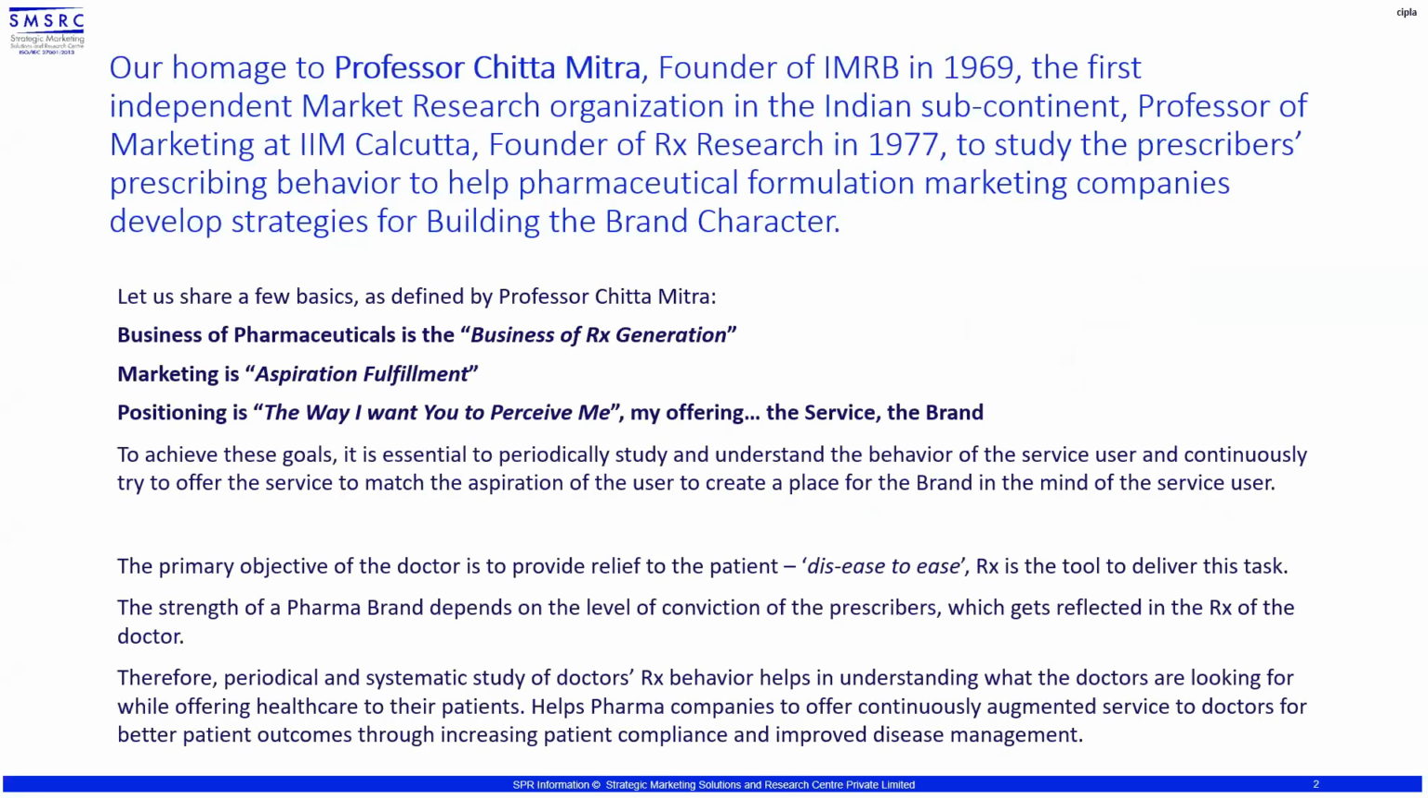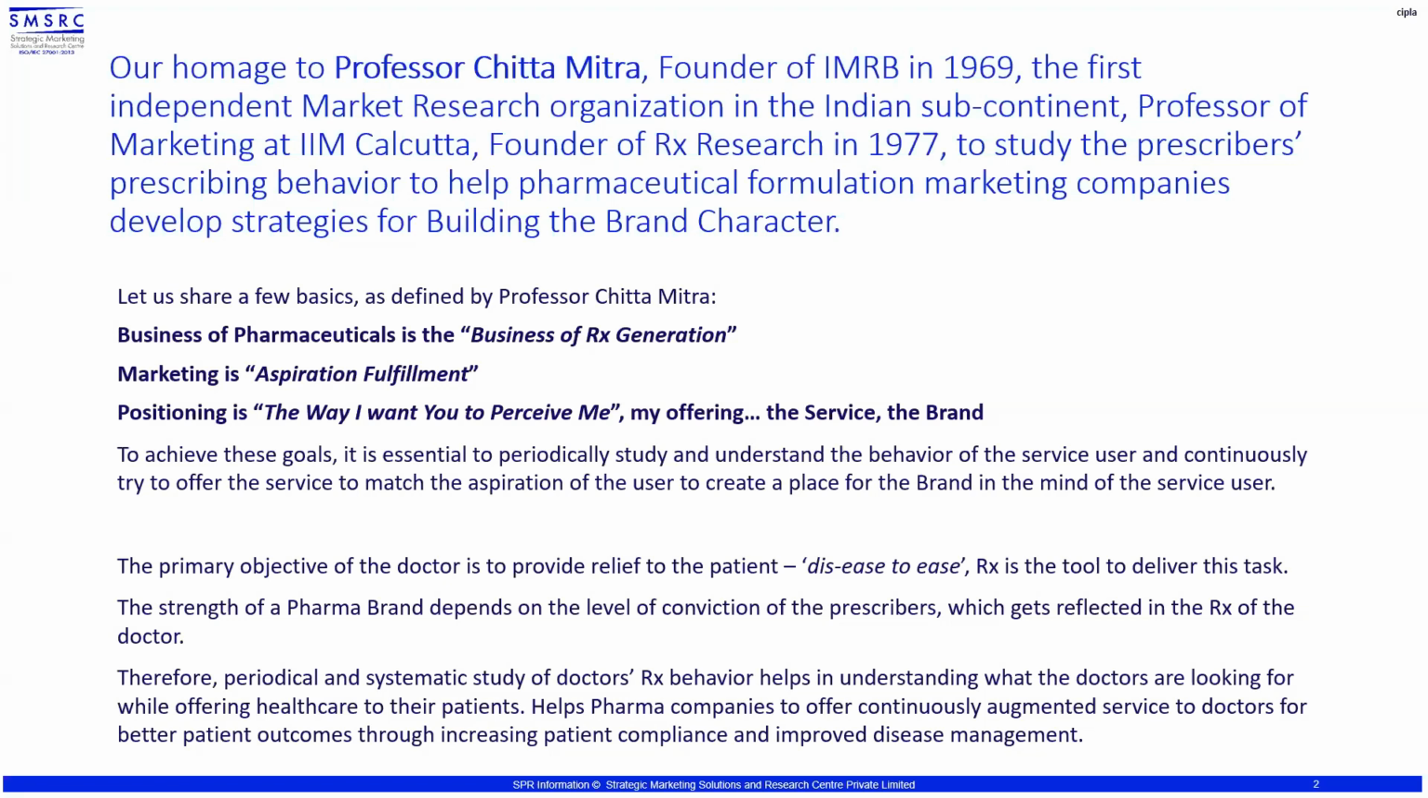Our homage to Professor Sanjoy Mitra, my father, founder of MRB in 1969, the first independent market research organization in India. And also he was a full professor of marketing at IIM Calcutta during mid-70s till 1983. And then finally in 1977, when he was still a professor of marketing at IIM Calcutta, he started this concept of prescription research in India with just 8 doctors.